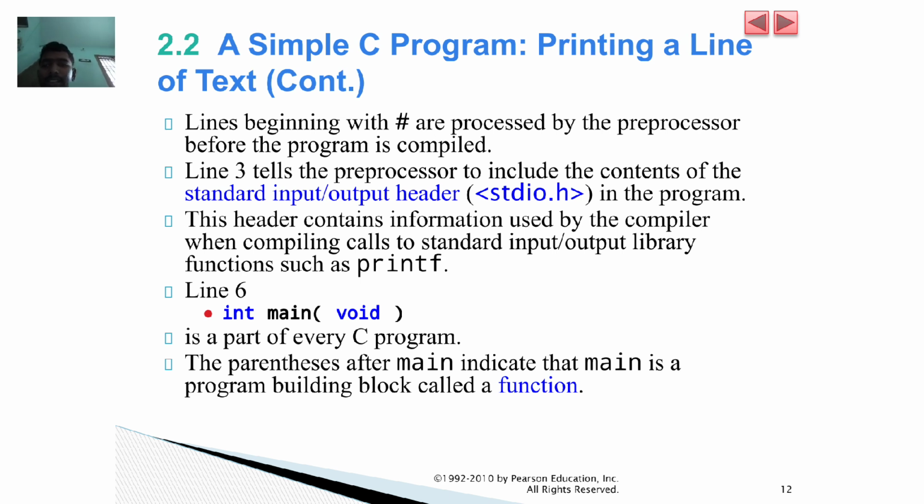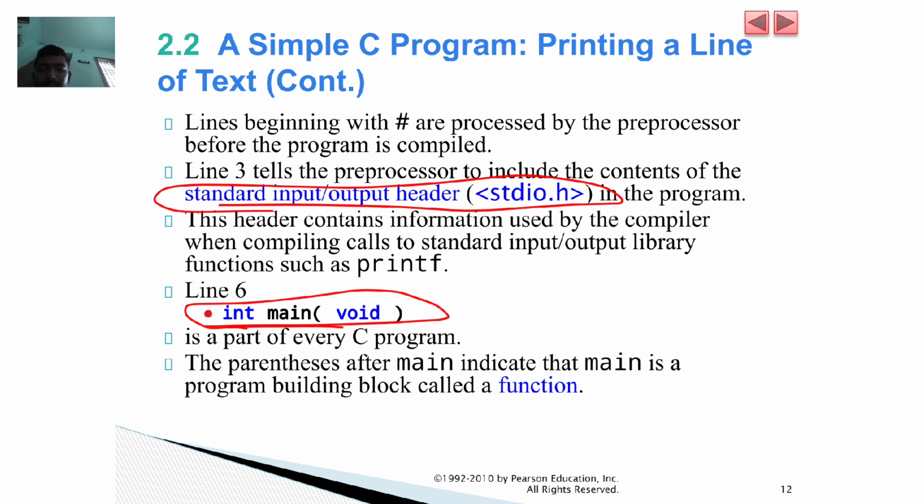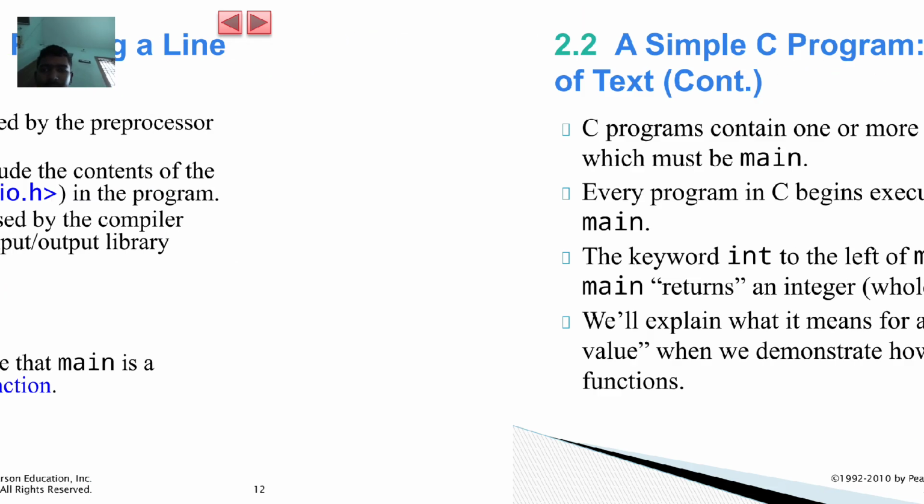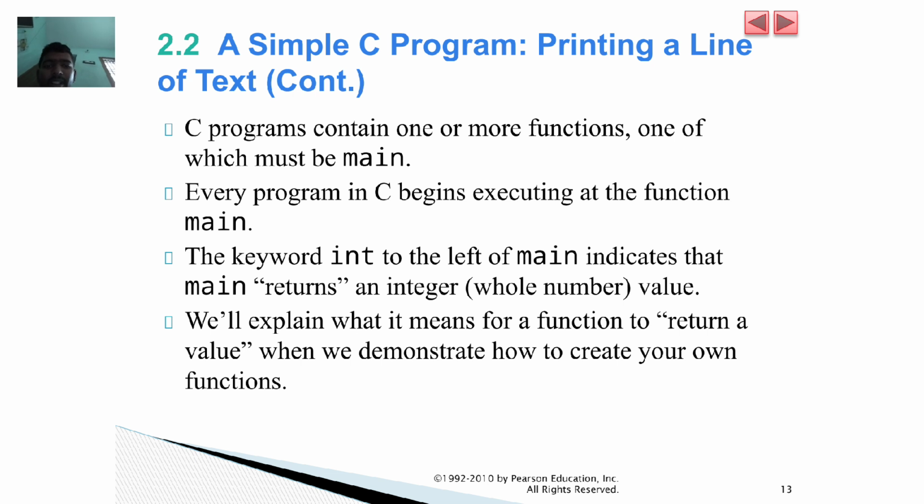A simple C program printing a line begins with a preprocessor directive before the program is compiled. Initially we mention the standard input output header, and then the main function, which returns an integer value. A C program contains one or more functions, one of which must be main. This is an important point you should remember. The main function is mandatory in C programming. Every C program begins with main.